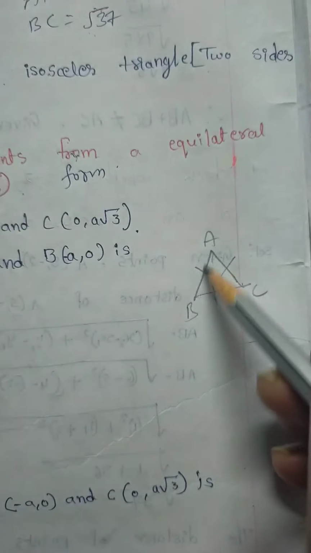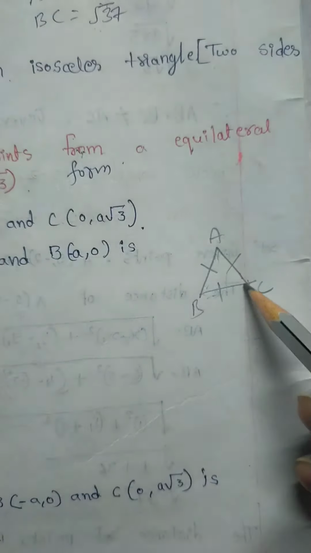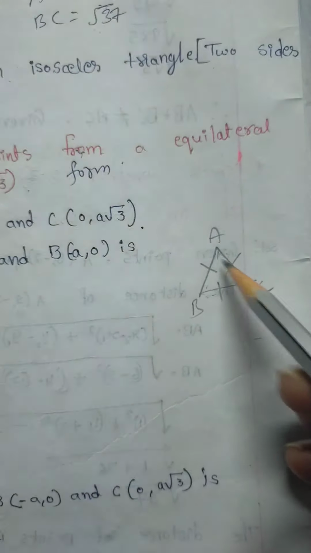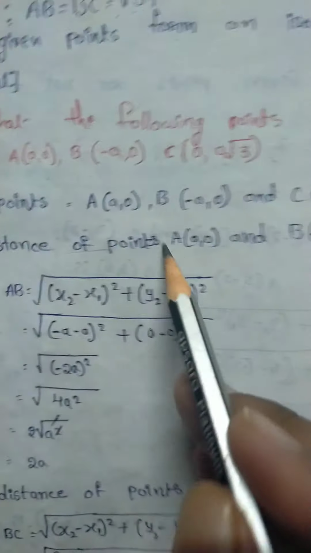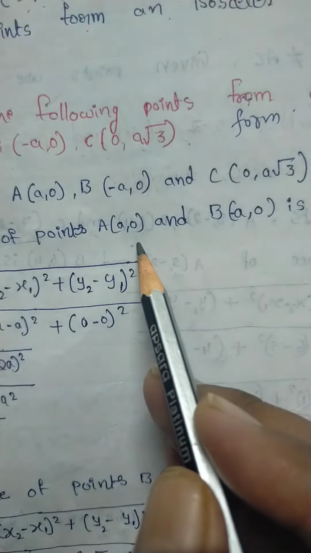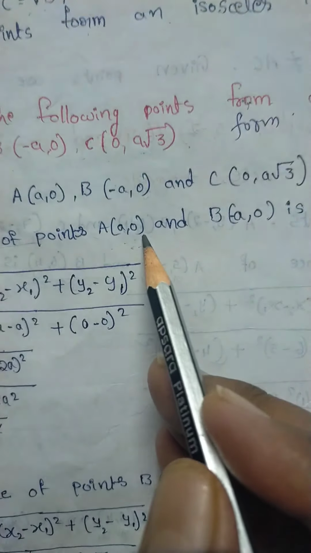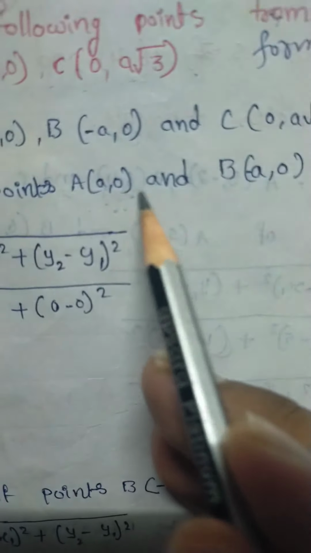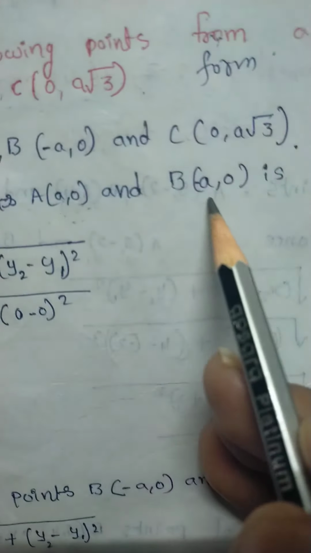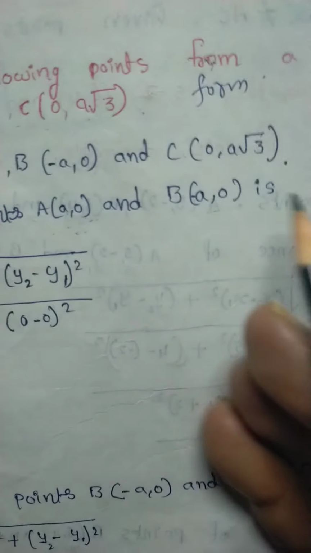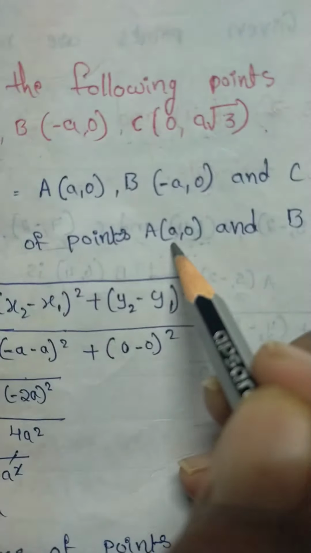AB means the distance of AB. BC means the distance of BC. AC means the distance of AC. All sides are equal. First, the distance between points A (0, 0) and B (-a, 0). Here take x1, y1 for A.